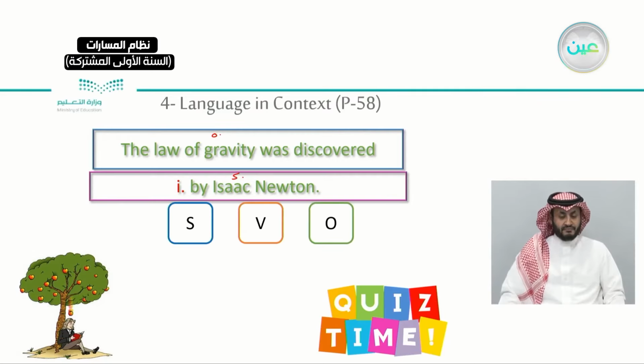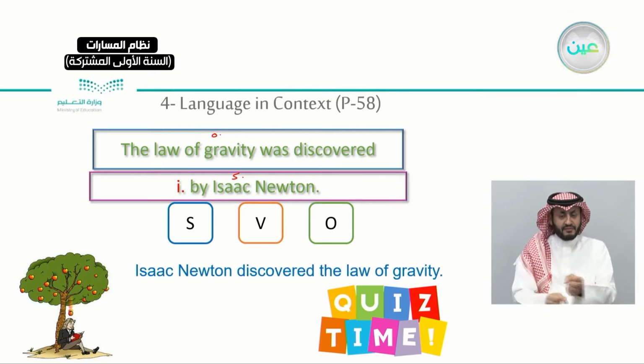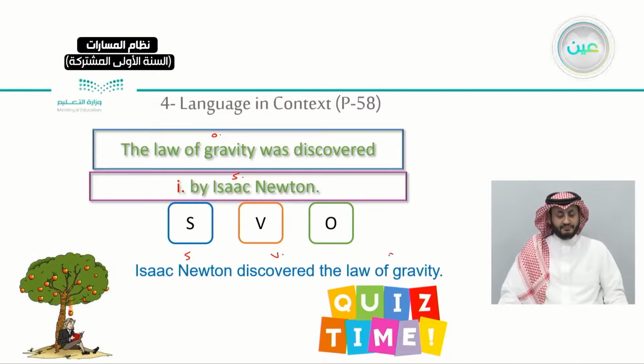Let's put it in an active voice: subject, verb, and object. So we will say Isaac Newton discovered the law of gravity. Here's the subject, what he did, and the law of gravity is the object. That's why we have used "was" in here.